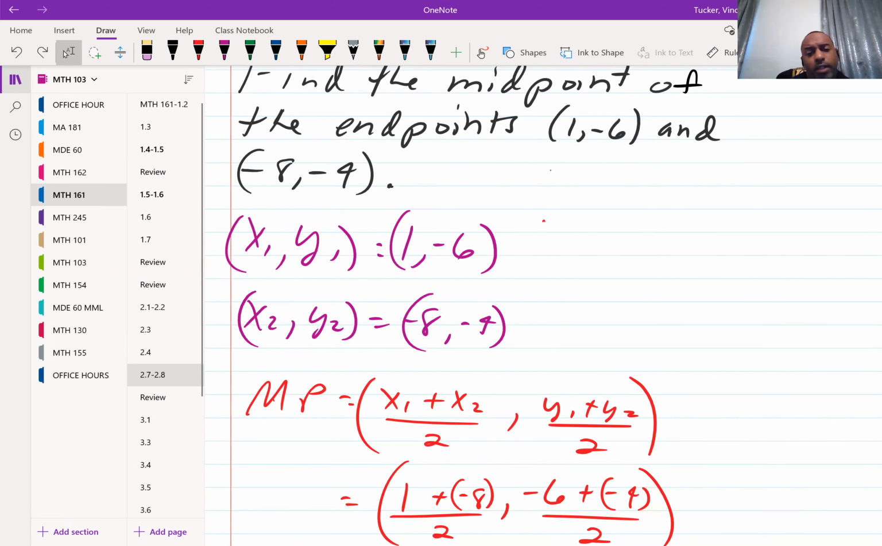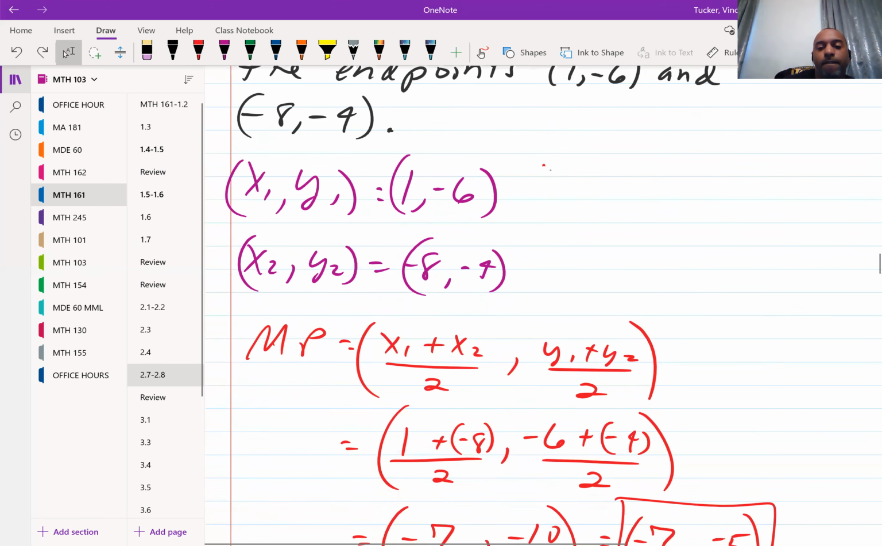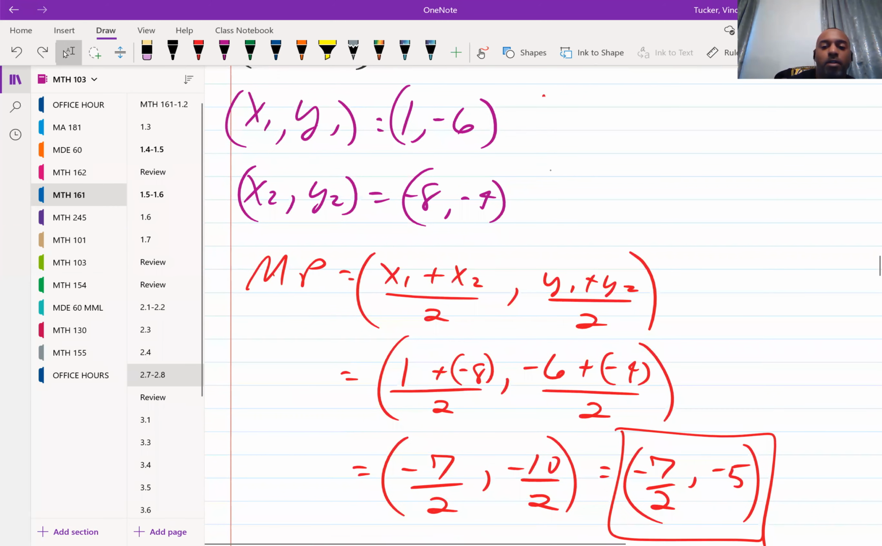So I'll plug them in accordingly. That's x1, which is 1, plus x2, which is -8. Then y1, which is -6, plus y2, which is -4. So x1 plus x2, y1 plus y2, each one of those are over 2. So 1 and -8 will give you -7. -6, -4 will give you -10. You can simplify the -10 over 2 to -5. And that will be your coordinates.